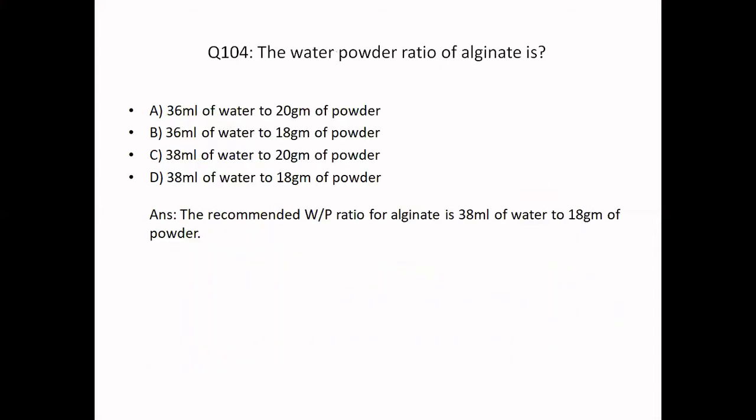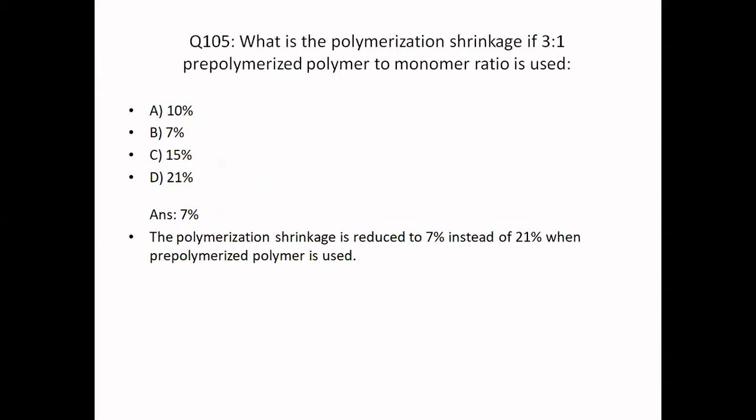Now the water powder ratio of alginate: 36 ml of water to 20 gram of powder, 36 ml of water to 18 gram of powder, 38 ml of water to 20 gram of powder, or 38 ml of water to 18 gram of powder. The correct answer is 38 ml of water to 18 gram of powder. That is the recommended water powder ratio for the alginate we constantly use. But in our clinical practice, what they give is a measuring jar for the water and a scoop for the powder, which are approximately 38 ml of water to 18 grams of powder.